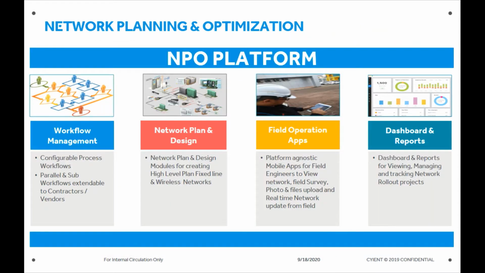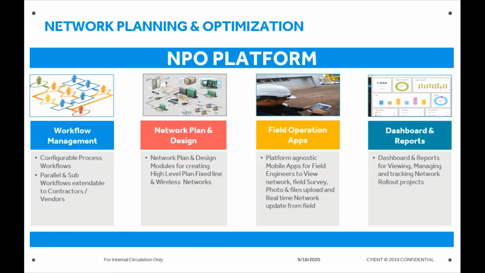There are four key pillars or modules of the NPO. And the first one is the workflow module, which is the workflow management. The second one is the network plan and design module. The third one is the field operations using the mobile application. And the fourth one is the dashboard and reports.